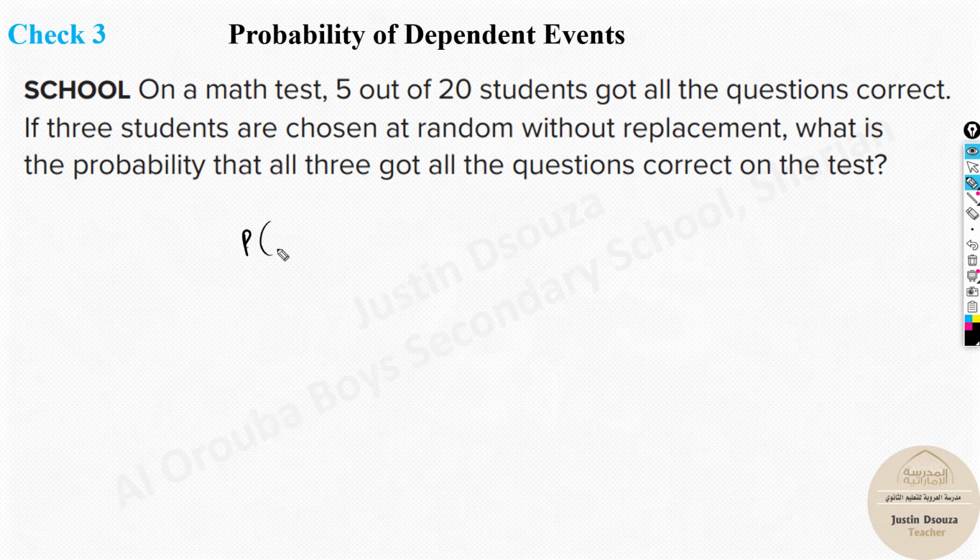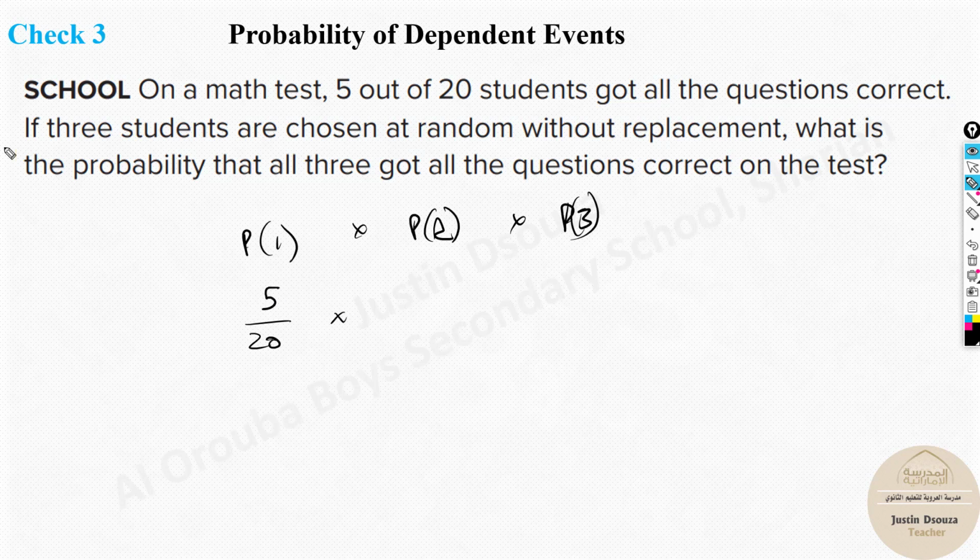So probability of first student, probability of second student, probability of third student. All these are dependent. Why? Because all three selected must have full marks in the test. Now, what does this mean? When you're selecting the first student, what is the probability that he has got full marks? It's 5 out of 20 because there are total 20 students. 5. That's fine.